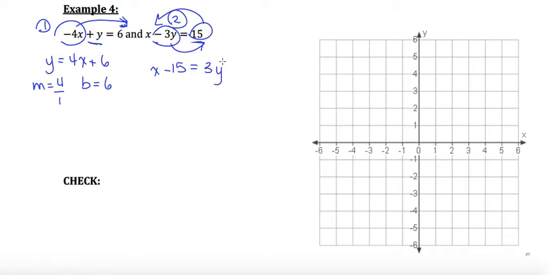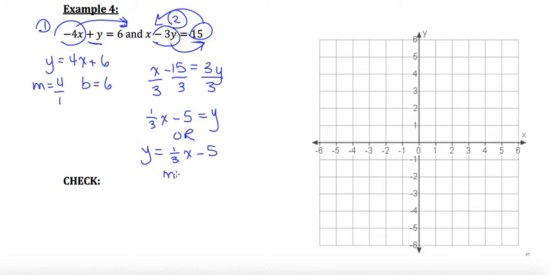Now I want to divide every term by the coefficient in front of my y. So dividing each term by 3, I have 1/3x. -15 divided by 3 is -5. And 3 divided by 3 is 1. So you can keep it like this, or you can write it as y equals 1/3x minus 5.